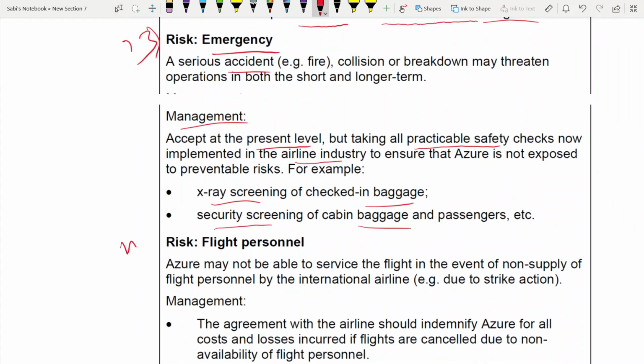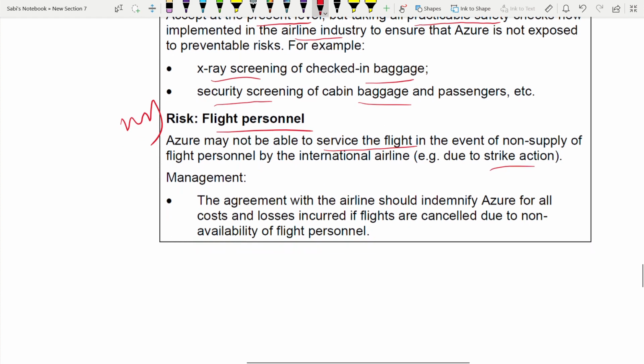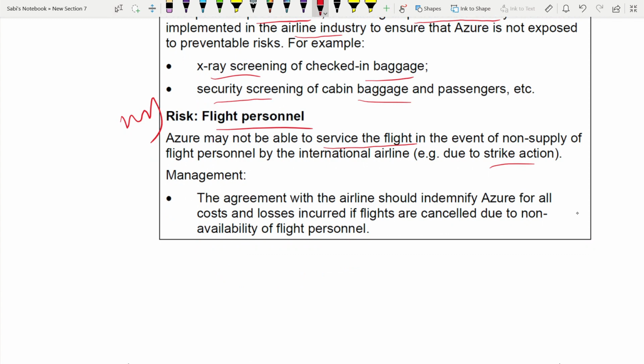Then we are moving on to 14. That is flight personnel. Here, they might not be able to service the flight. Maybe some strike action or something. What should management do? Agreement with the airline should indemnify them for all the cost and the loss if the flights are cancelled due to non-availability of flight personnel. Okay, that means the company should bear all the cost and the loss if flights are cancelled, that also because flight personnel were not available. Understanding?